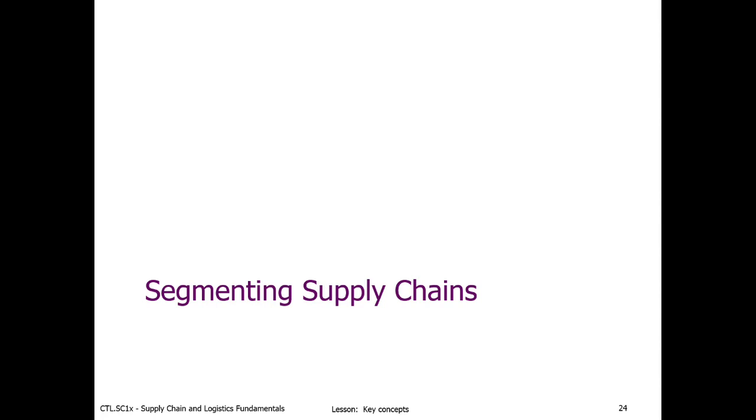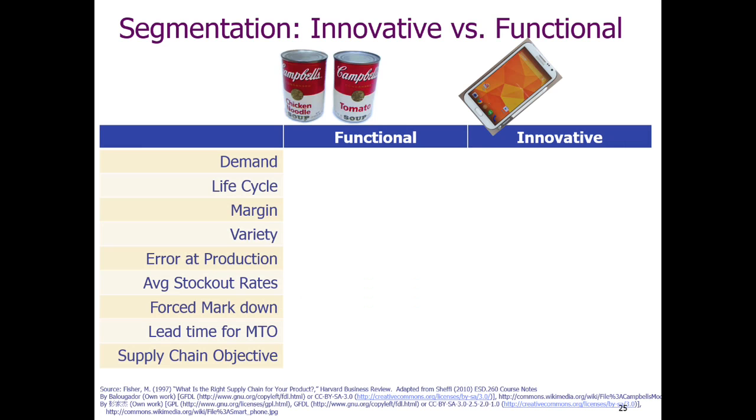So we talked about using ABC analysis to segment SKUs or products. Now we're going to talk about segmenting supply chains. And I'm going to talk about two papers. The first paper was by Marshall Fisher, published in the late 90s in the Harvard Business Review.